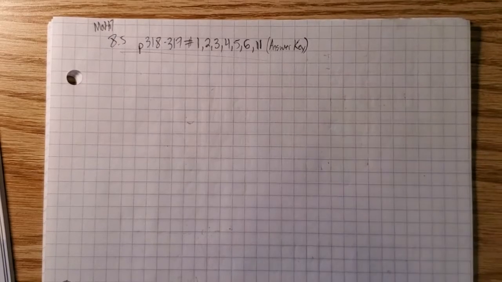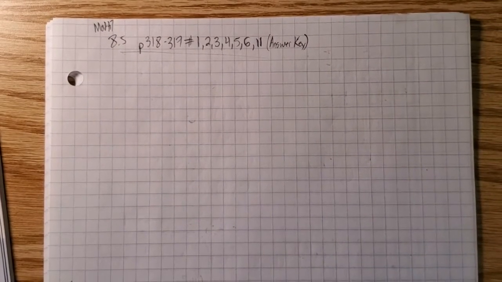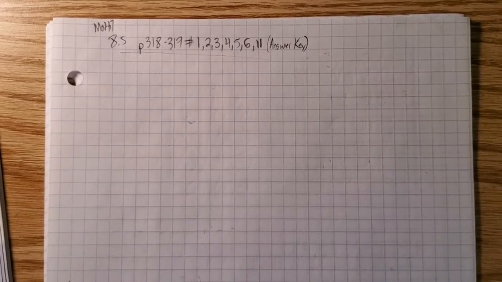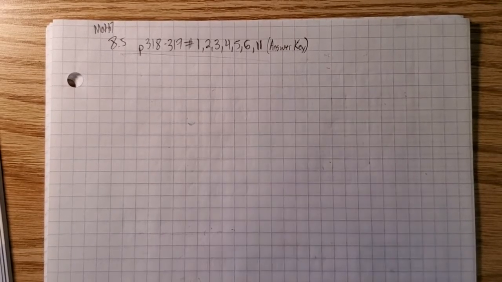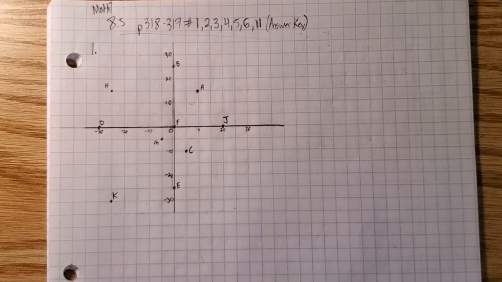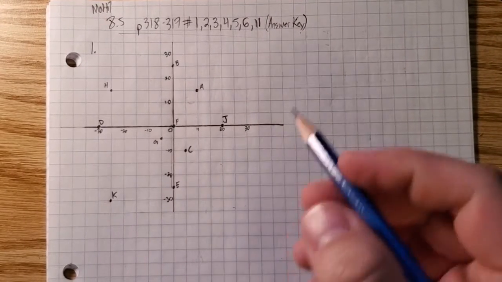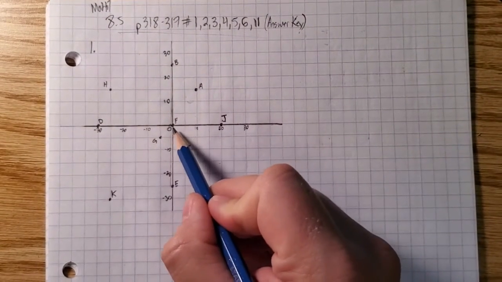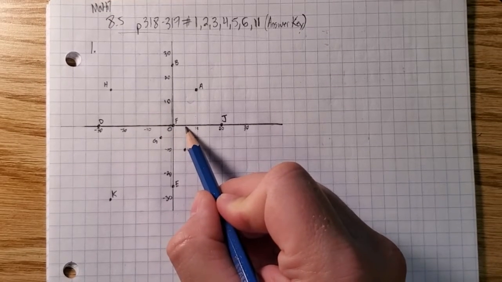All right, this is Math 7, 8.5, page 318 to 319, number 1 to 6 and 11, answer key. All right, number 1 has this graph, and it says, what is the scale of each axis? Well, looking at it, the scale is from one line to another. How much does it go up?